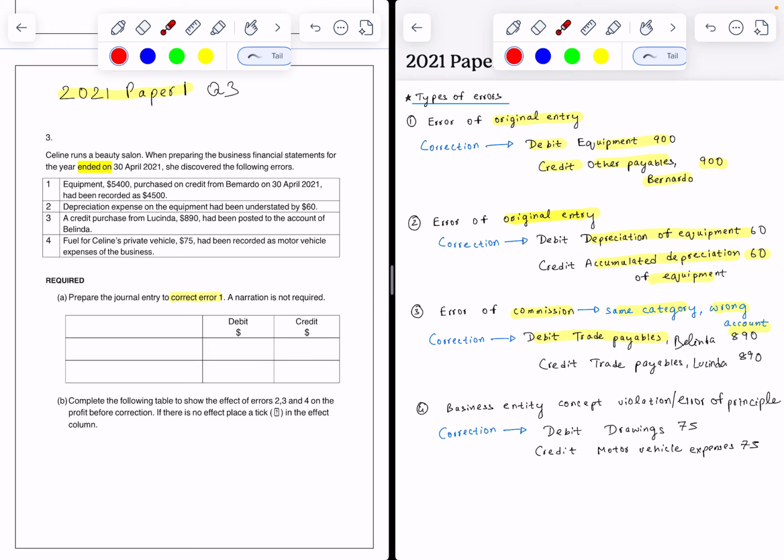In fact, every time you've got depreciation expense that you want to record in your journal entries, you debit the depreciation expense account and you credit the accumulated depreciation account. Okay? Let's look into the third error.